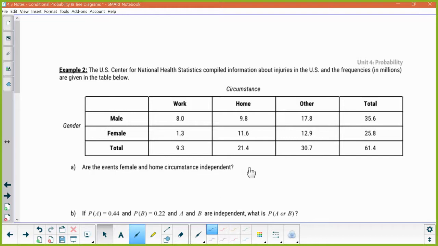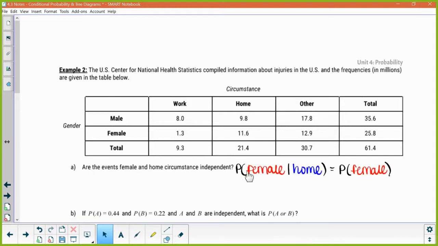So I'm trying to prove the probability of female given that they had a home injury is equal to the probability of female. And you could flip this. You could have done probability of home given female is equal to probability of home. Either way, it should work. If it's true, it's going to work for both. If it's false, it's going to fail for both.